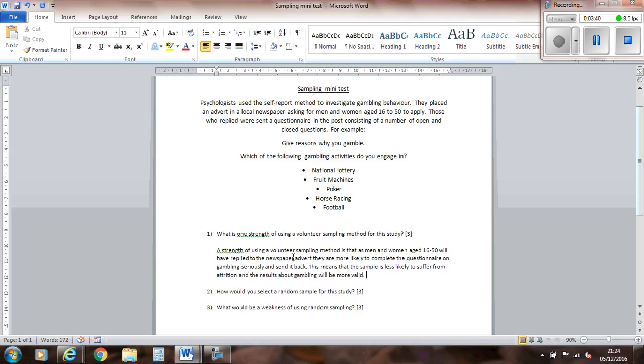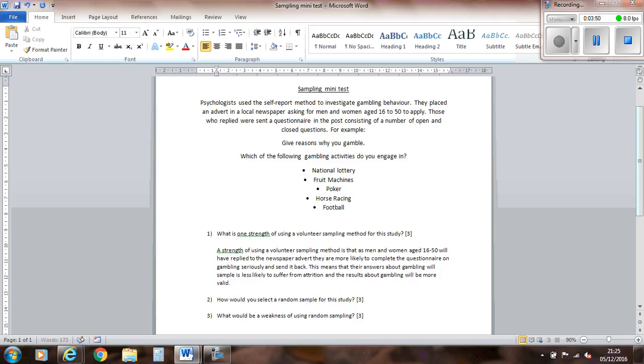So they're more likely to complete the questionnaire on gambling seriously and send it back. This means that their answers about gambling will be more valid as they will complete it honestly.